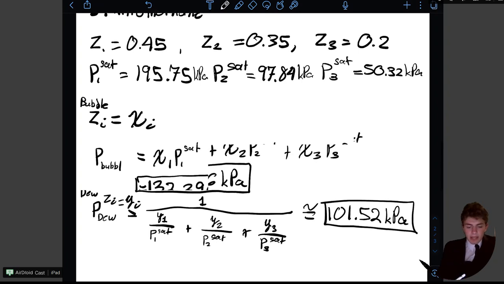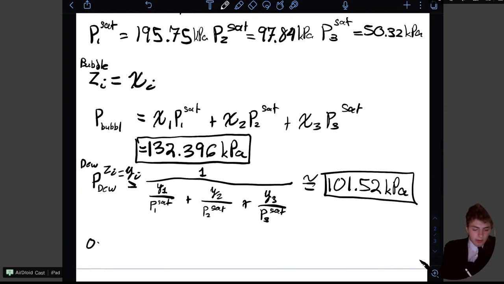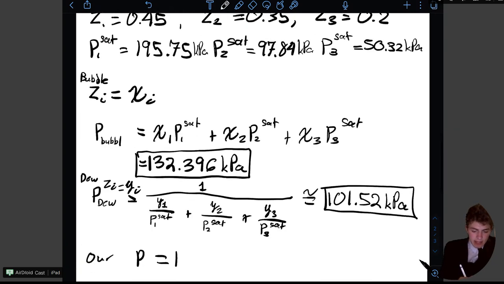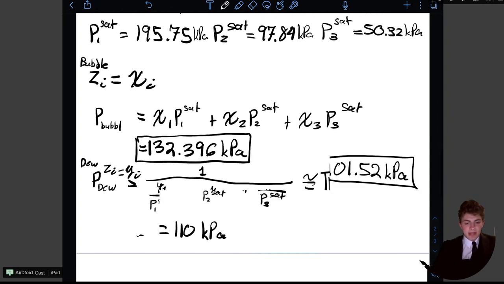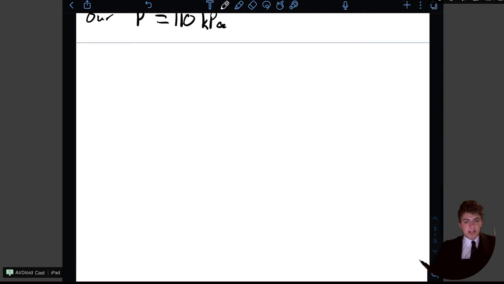Now, again, our pressure was equal to 110 kilopascals, which is actually in between our dew and bubble pressure. So a flash calculation is available for this sample here, and we've just gone ahead and proved that. Now, moving on, now that we know that we can actually do a flash calculation, what are we going to do to actually do it?